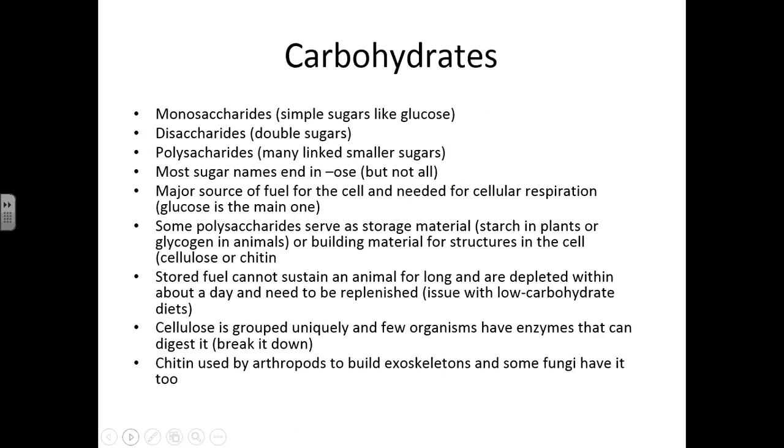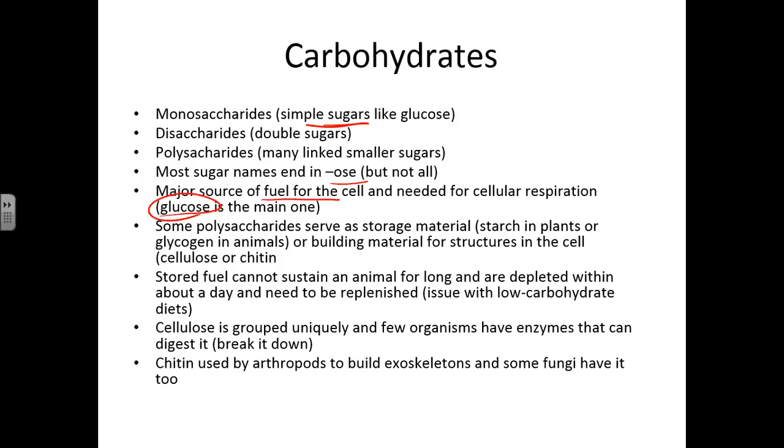So our first category is going to be the carbohydrates. Monosaccharides are the simple sugars. Those are the building blocks. Disaccharides are double sugars, and polysaccharides are going to be many linked smaller sugars. Most sugar names end in ose, but not all. So sucrose, glucose, galactose, fructose, but not all, but that is a common ending. Major source of fuel for the cell and needed for cellular respiration. Glucose, again, is going to be the main one we use in cellular respiration.